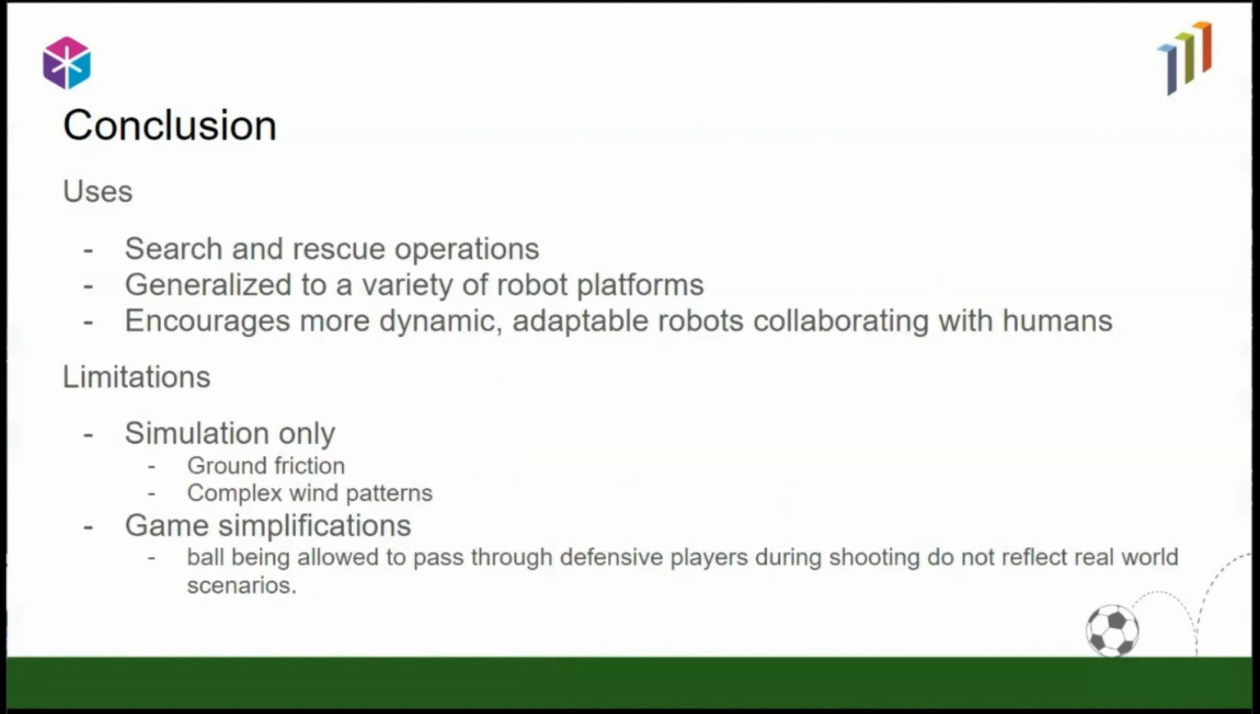Our findings are promising in guiding controller selection for dynamic tasks that require high degrees of accuracy, such as in search and rescue operations. This research advocates for the development of more dynamic and adaptable robots. The limitations of the study are that all controller evaluations were assessed in simulation only. Game simplifications, such as the ball being allowed to pass through defensive players during shooting, do not reflect real-world scenarios.